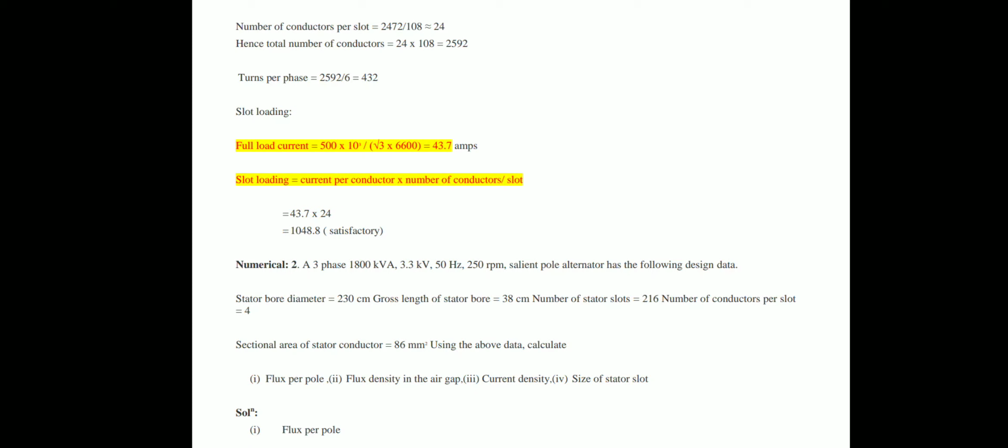I have taken numerical 2, which is a 3-phase 1800 kVA, 3.3 kV, 50 Hz, 250 rpm salient pole alternator that has the following design data. Stator bore diameter is equal to 230 cm, gross length of stator bore is equal to 38 cm, number of stator slots is equal to 216, number of conductors per slot is equal to 4. Sectional area of stator conductor is equal to 86 mm square. Using the above data, we have to calculate first flux per pole, second flux density in the air gap, third current density, and fourth size of stator slot.